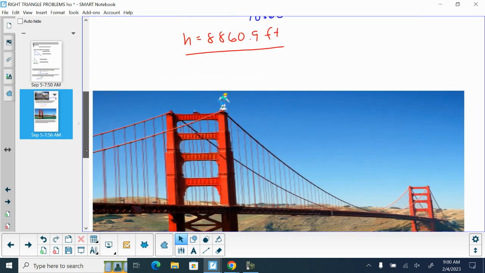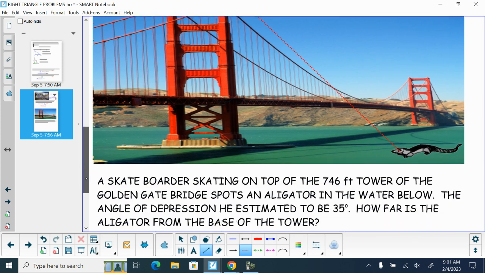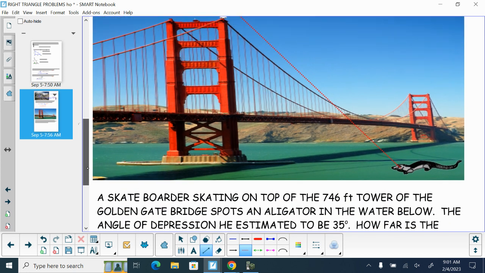Okay, so we got our thrill seeker, we got our skateboarder for life here. He's going to skate down the wires of the Golden Gate Bridge. He spots Wally Gator down here. So this is his line of sight to the object. We have an angle of depression of 35 degrees.